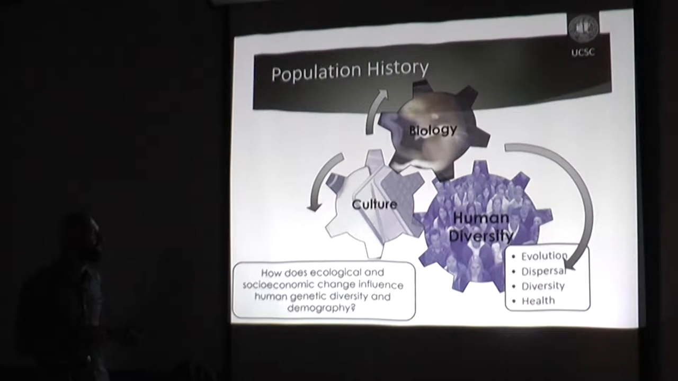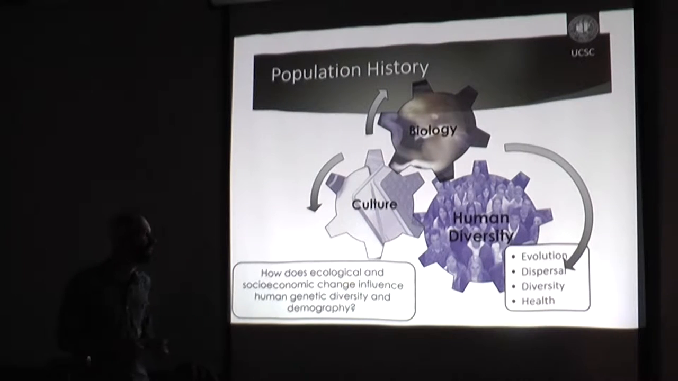Overall, this means that we have to address questions of human population history and human diversity from a more ecological and feedback perspective, or from the perspective of human niche construction, which tries to see the role of culture in shaping human biology. There are different aspects that go into it. We have evolution, dispersal, which is one of the things that I will mostly talk about today, general diversity, and of course it all relates to health and public health in past, but also in contemporary and future populations.